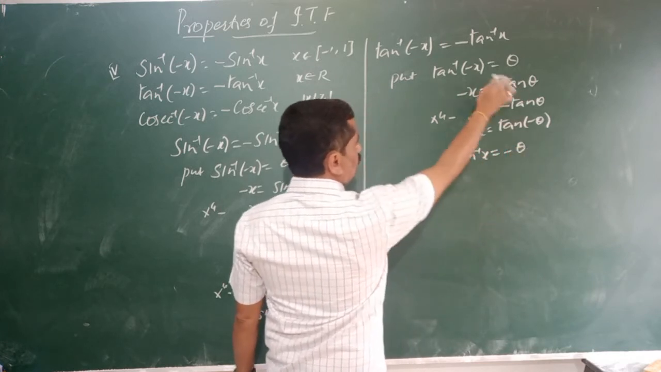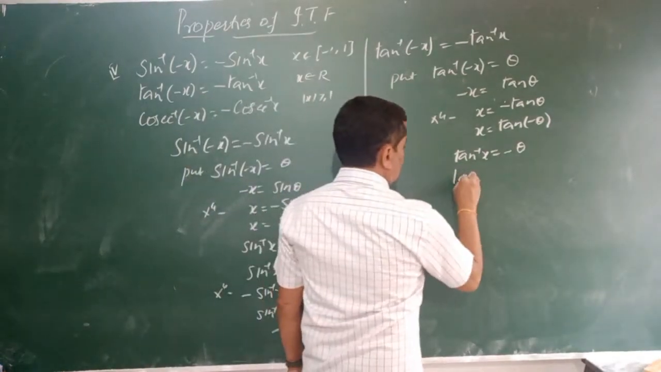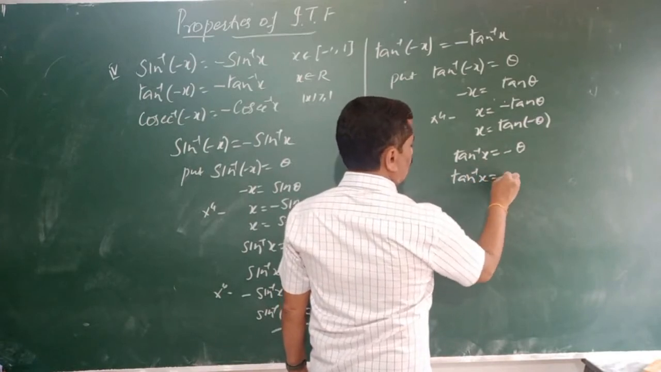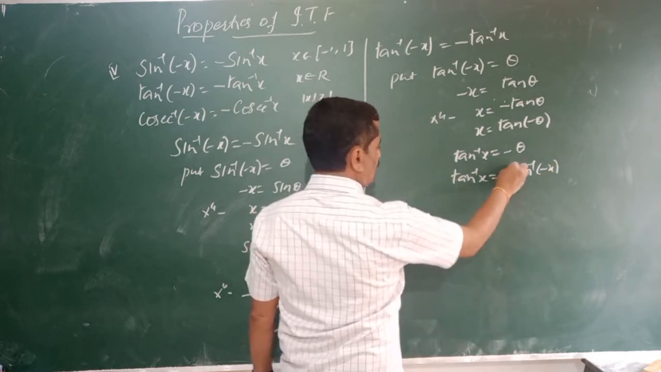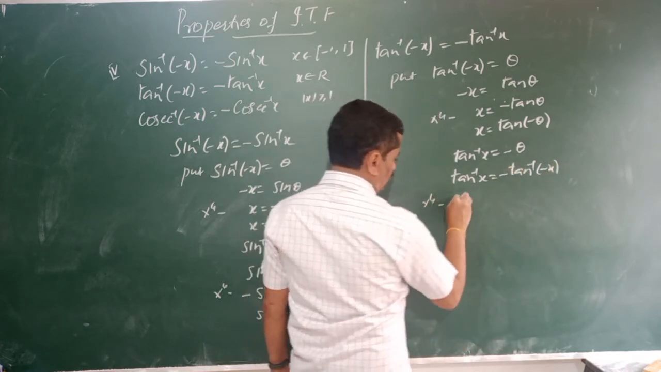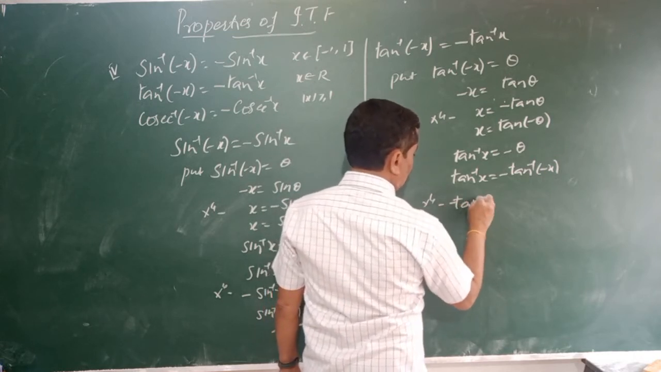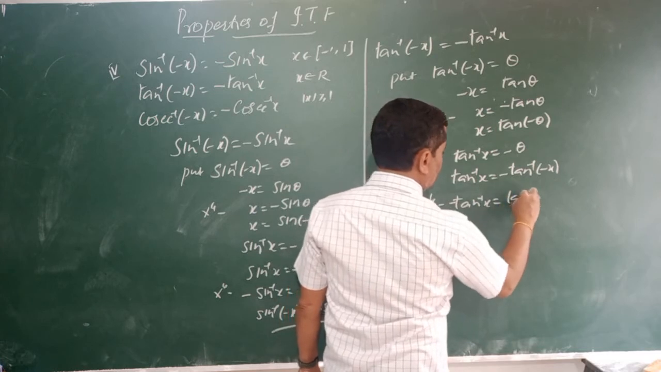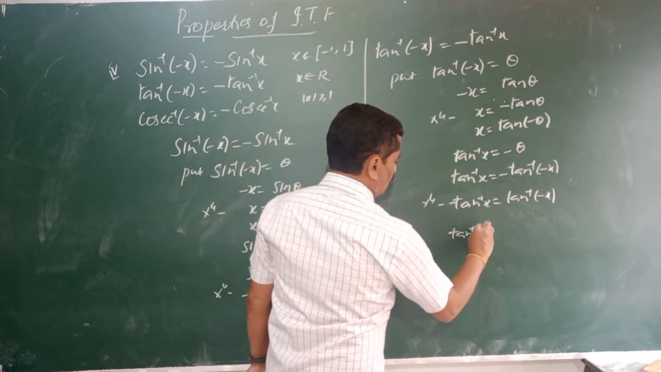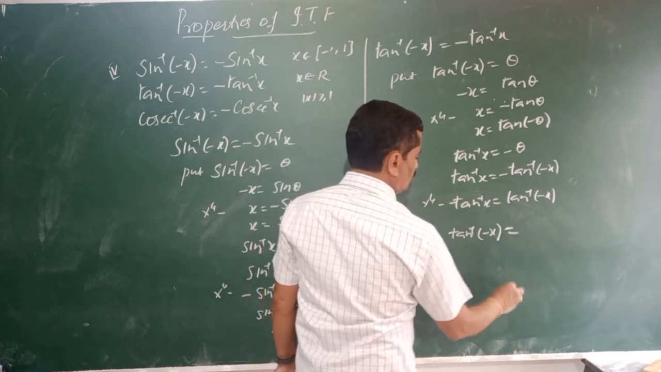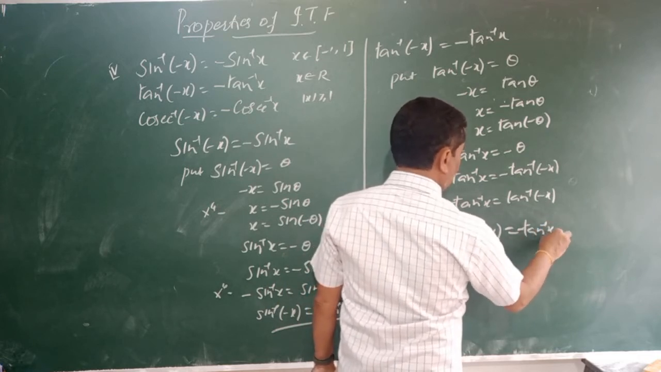But what is the theta value? We have tan inverse of minus x. Therefore tan inverse of x is equal to minus tan inverse of minus x. Again, multiply by minus. Therefore minus tan inverse x is equal to tan inverse of minus x. So tan inverse of minus x is equal to minus tan inverse of x. We should remember this.